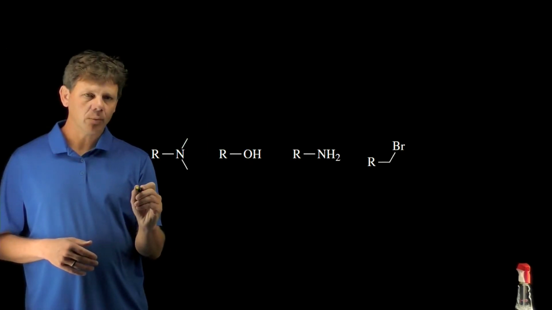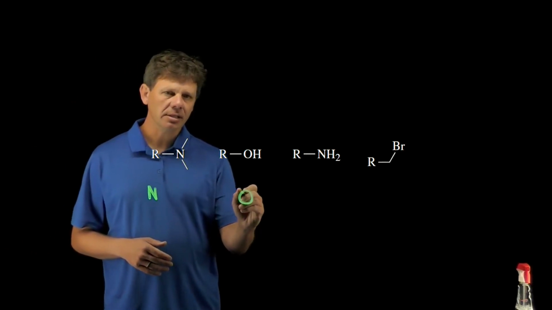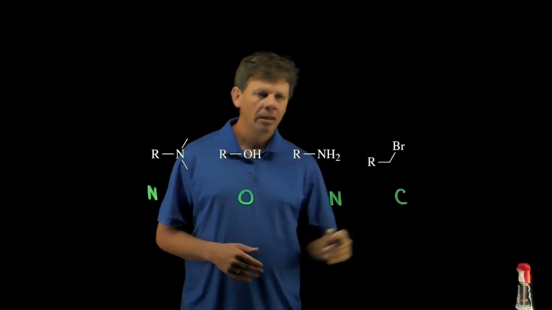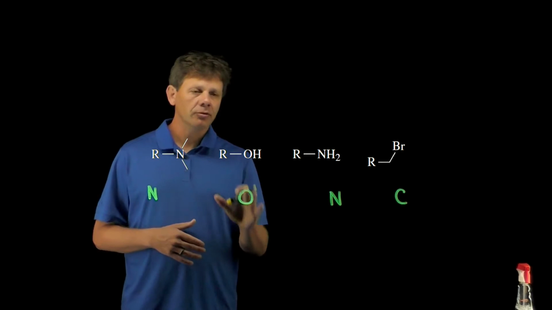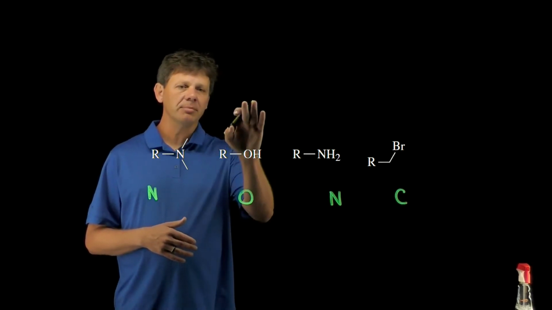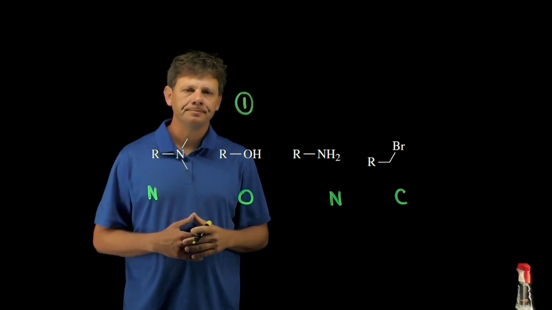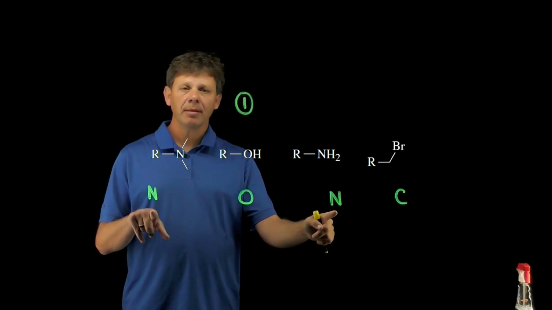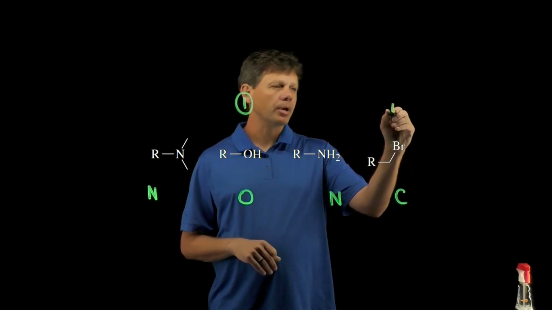When we consider that we're comparing nitrogen, oxygen, nitrogen, and carbon, the one that is going to be the highest priority is based on atomic number. So the hydroxyl group, with oxygen being what's attached first, will be priority number 1. The two nitrogens have the same atomic number, so they're tied at this point. Carbon has the lowest atomic number and will therefore be priority 4.